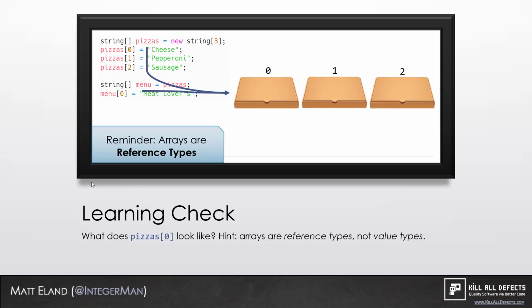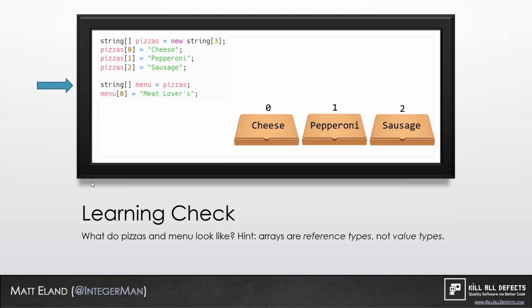So really they're effectively using the same array. So let's watch what happens. Here we've established that these are both the same array, and now we're saying menu 0 is meat lovers. That means that pizzas 0 is also the meat lovers pizza, because they both refer to the same portion in memory. You can use either one of them to interact with that data, but they're really just two separate instances of the same address. Make sense?